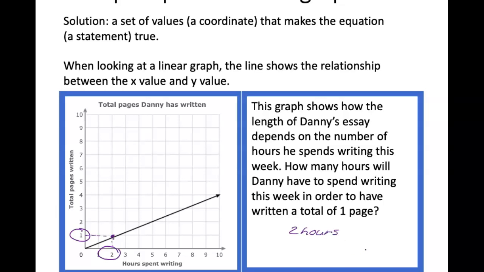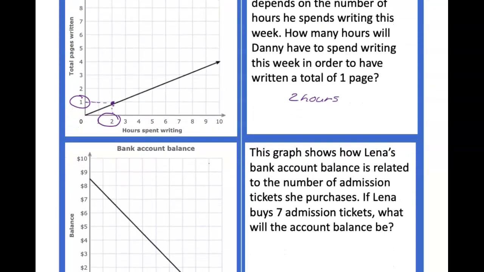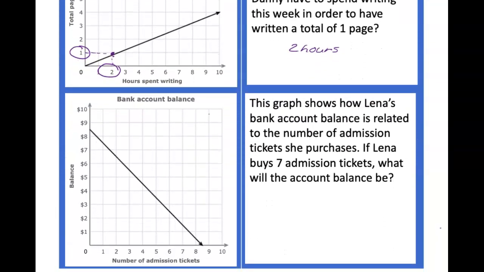Again, a graph is really just a relationship between an x value and a y value. And this week, we're working with linear, so they will be making a straight line. Let's take a look at another example. Okay, I'm looking at the graph first, and I say, okay, I have a graph. I have a visual representation.